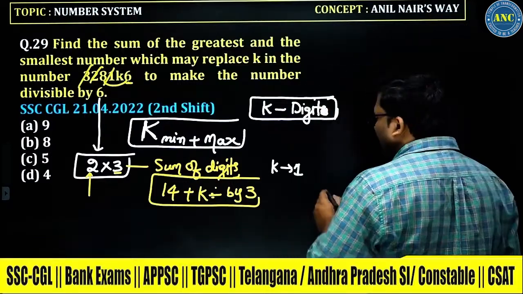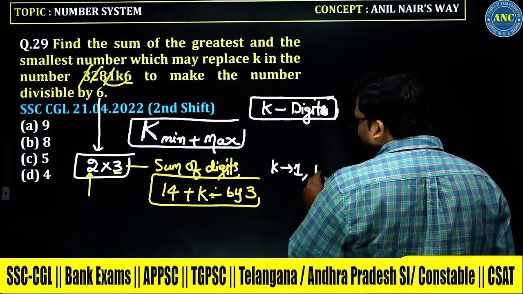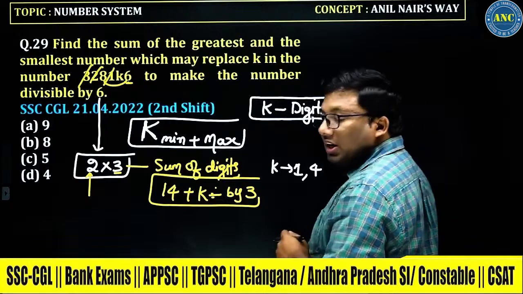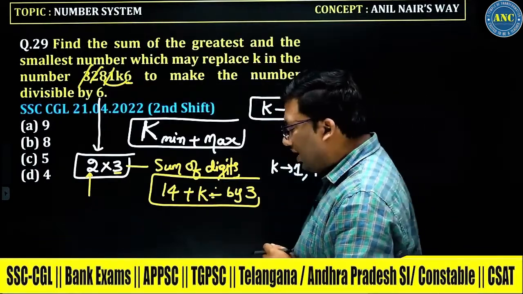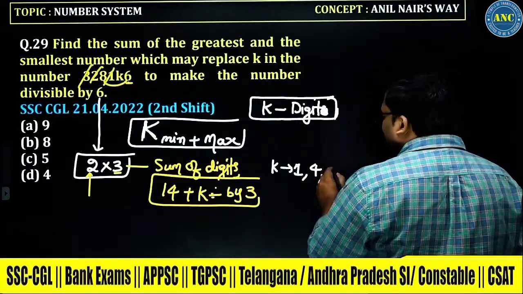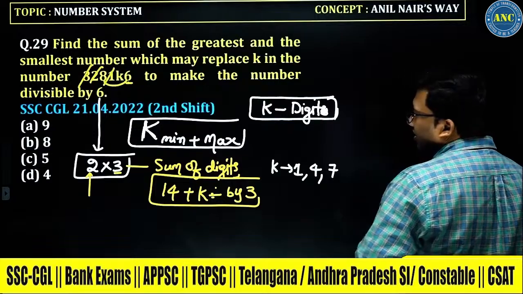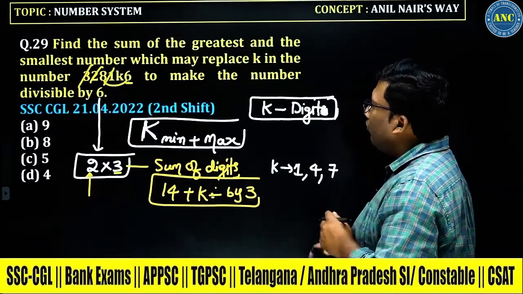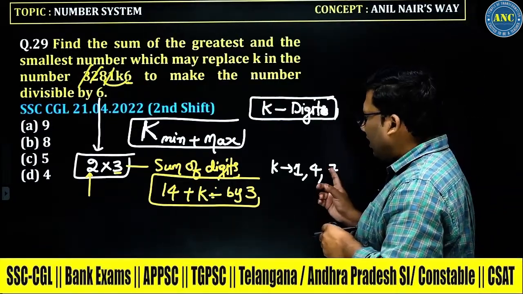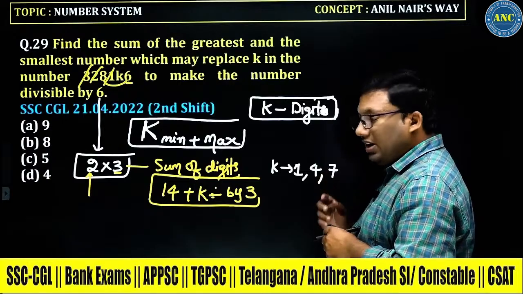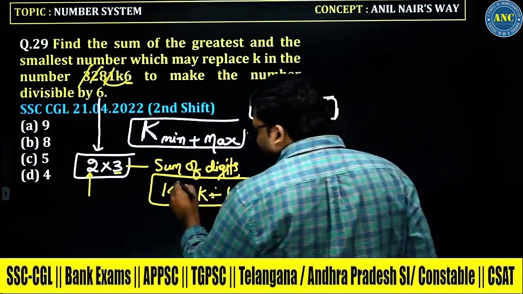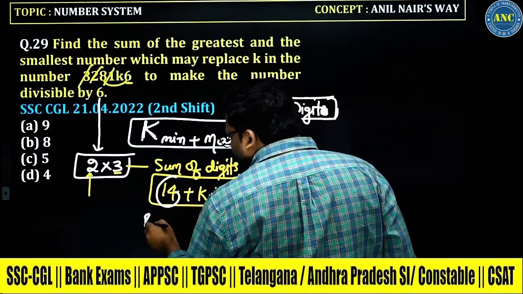Again, if you add 3, K can take 4. Why? Because 14 plus 4 is 18, which is divisible. Again, it can take 7. 14 plus 7 is 21. What I did is 3 fours are 12, and here the remainder is 2.